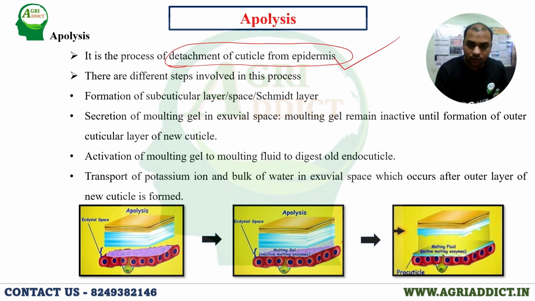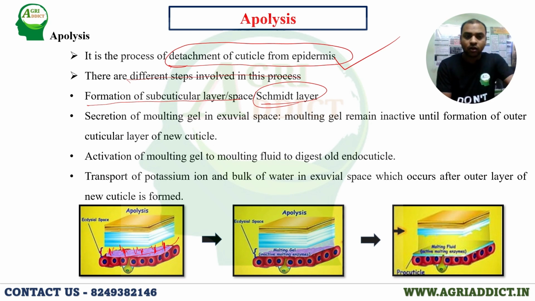You see here, in these pictures, there are different steps involved in this process. One is the formation of a soft cuticular space, that is called the skimmed layer. You see here, this is a space-like structure. This space is called the ecdysial space, or skimmed layer, or subcuticular layer. And what happened after that? Secretion of molting gel in the exuvial space.